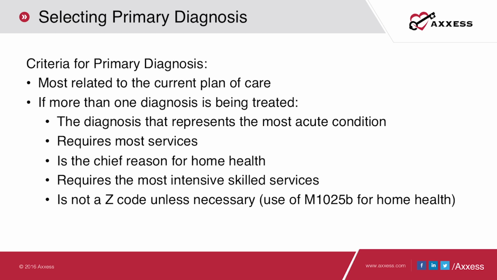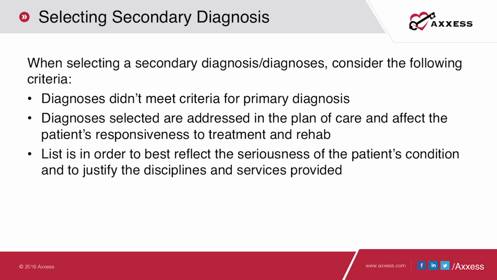Now, when we're selecting a secondary diagnosis, we need to consider the following criteria. All of your secondary diagnoses should be diagnoses that didn't meet the criteria for being in the primary diagnosis spot. The diagnoses used as secondary diagnoses are addressed in the plan of care, and they affect the patient's responsiveness to treatment and rehab. And then we list those in order to best reflect the seriousness of the patient's condition and to justify the disciplines and services provided.